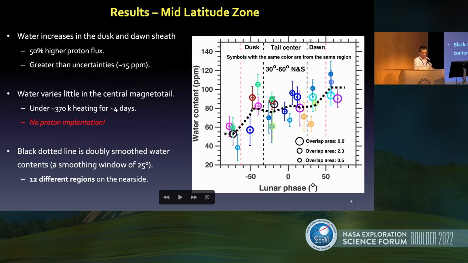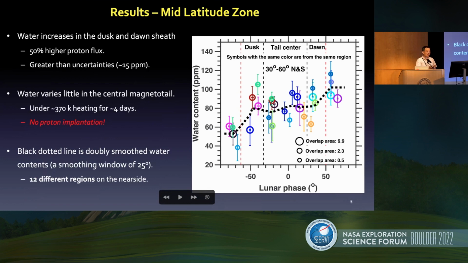And for the mid latitude, we see very strong variations. We see a strong increase.